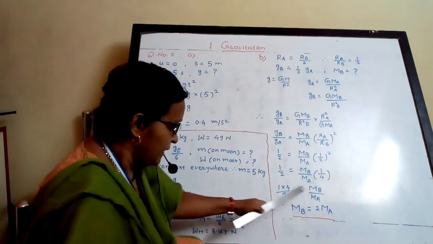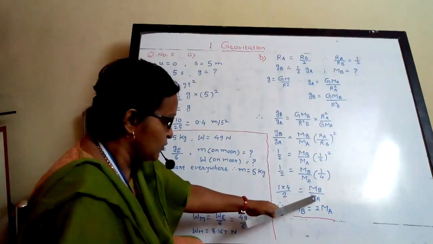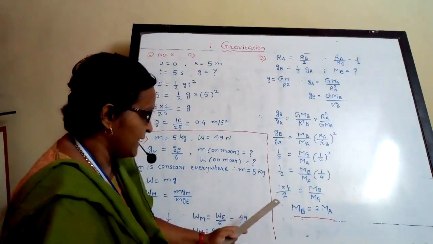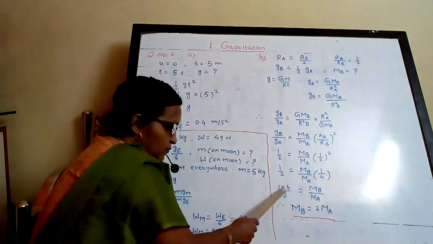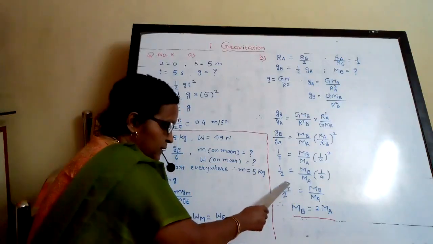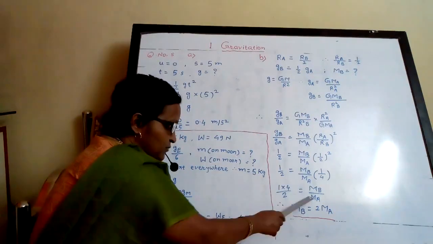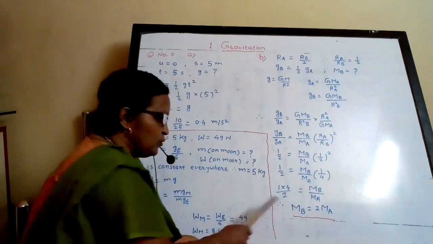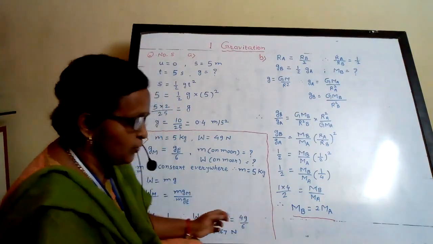So MB is equal to, this MA comes to this side, 4 divided by 2 MA. So MB is equal to 2 MA.